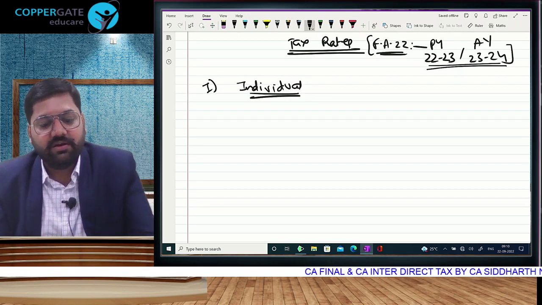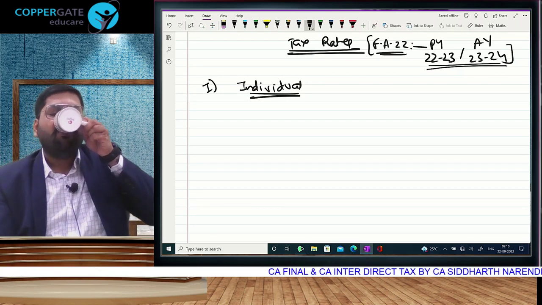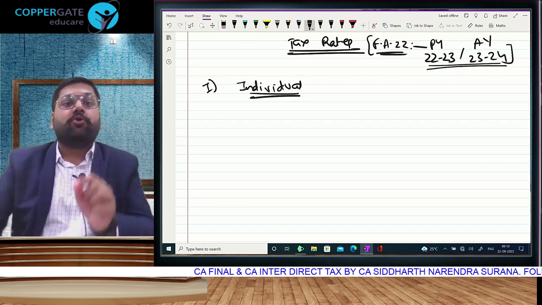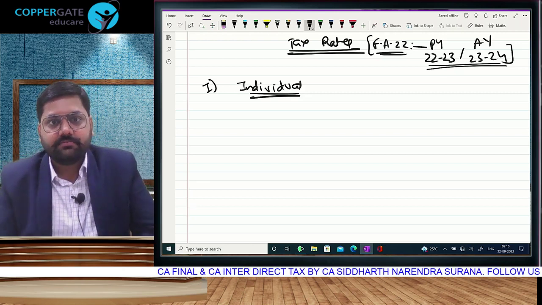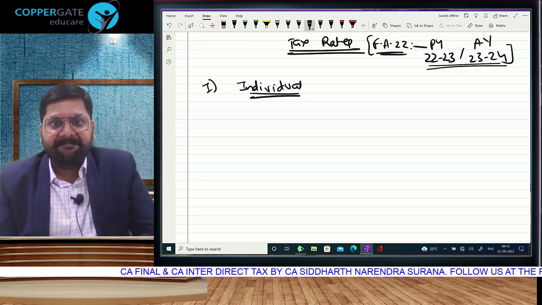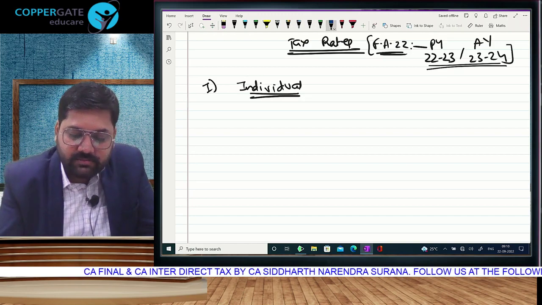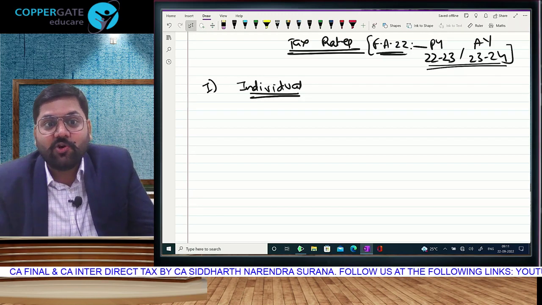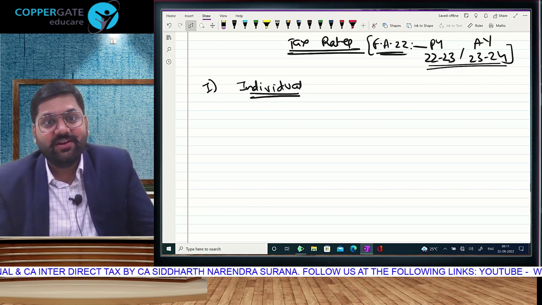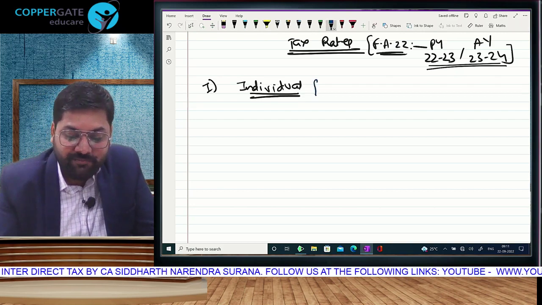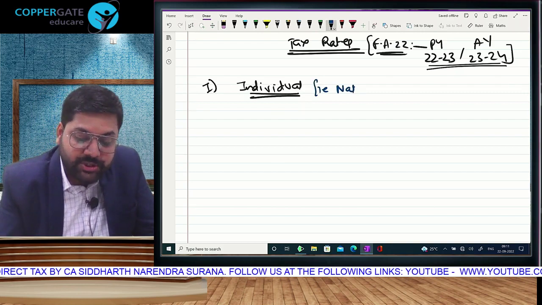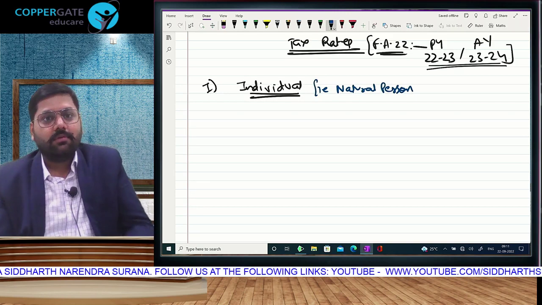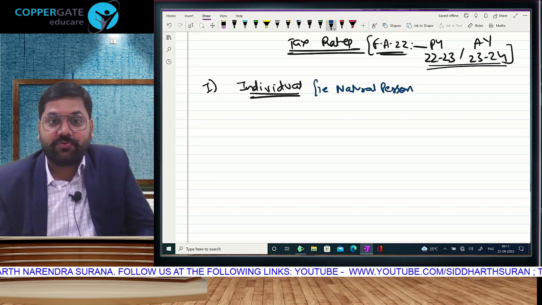First of all, we will learn tax rates of individual. The first assessee for whom we are learning tax rates will be individual. Individual means, you will be surprised if you don't know this. Our tax law defines individual. Individual means a natural person born out of a natural process.